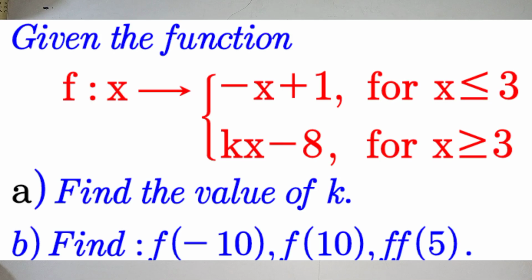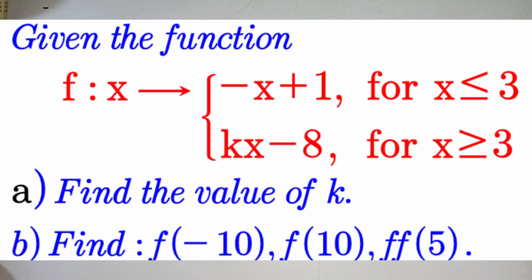Consider the real valued function f of x, which is defined with braces, defined in two different manners depending on a portion of its domain. The first definition is negative x plus 1 for all values of x less than or equal to 3. And then the second definition is kx minus 8 for all values of x greater than or equal to 3.